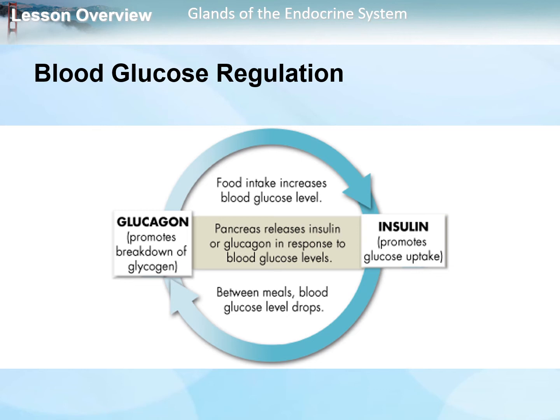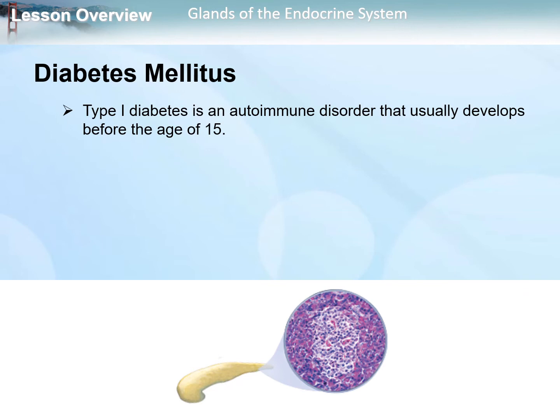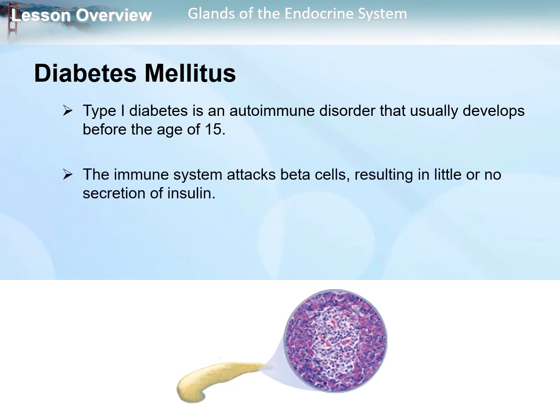When the body fails to produce or properly respond to insulin, the condition known as diabetes mellitus occurs. The very high blood glucose levels that result from diabetes can damage almost every system and cell in the body. Now, what is diabetes mellitus? Type 1 diabetes is an autoimmune disorder that usually develops before the age of 15. The immune system attacks beta cells, resulting in little or no secretion of insulin.